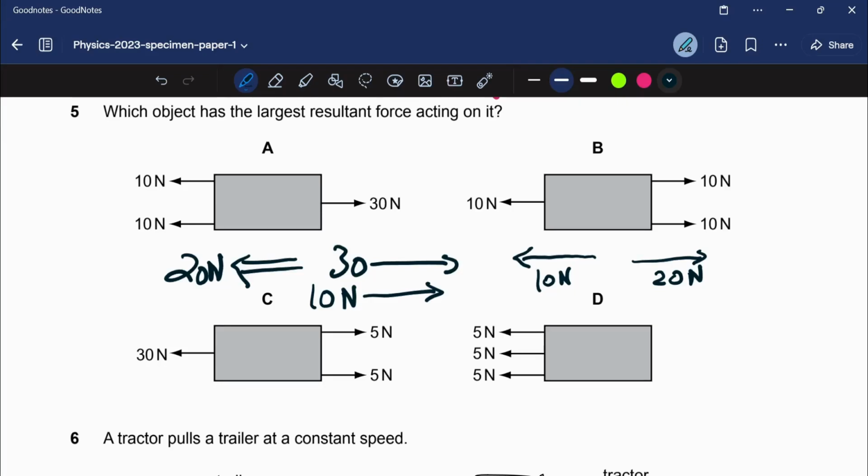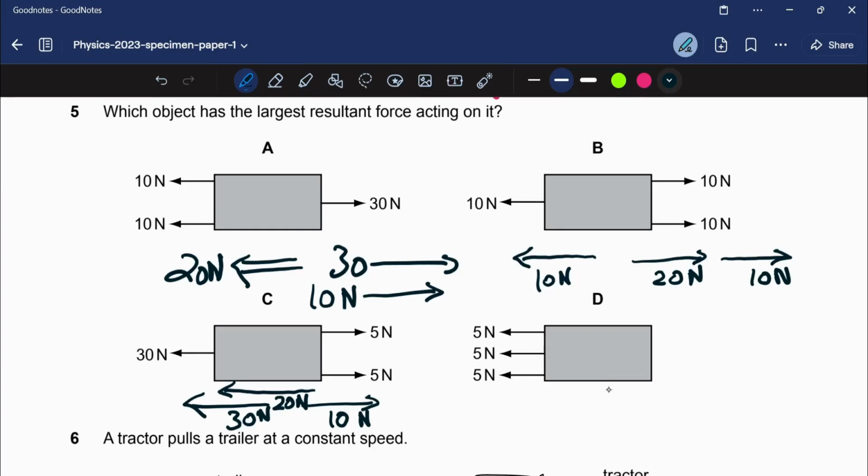So the resultant will be 10 Newton towards right. Okay, because 20 minus 10 is 10, and the direction will be the one in which the magnitude of the force is greater. Okay, so in part C, we have 30 Newtons right, 30 Newtons left, and overall 10 Newton right. So the total of 20 Newton, which is the resultant, 20 Newton towards left.